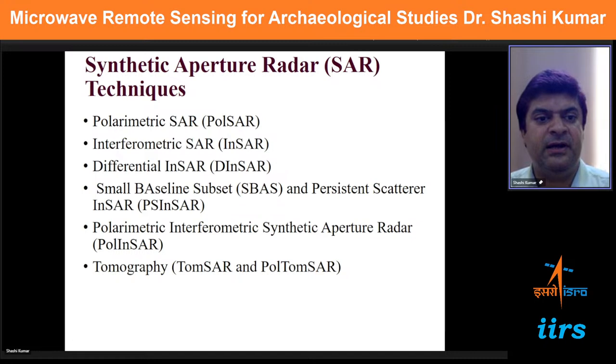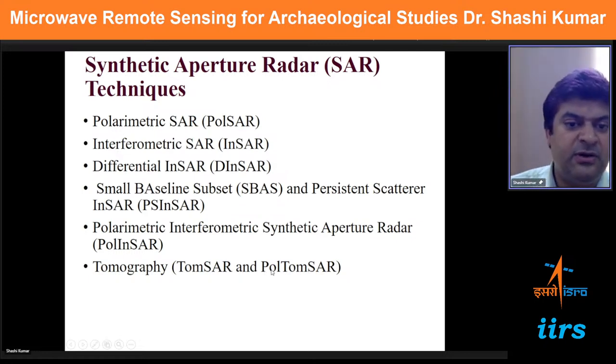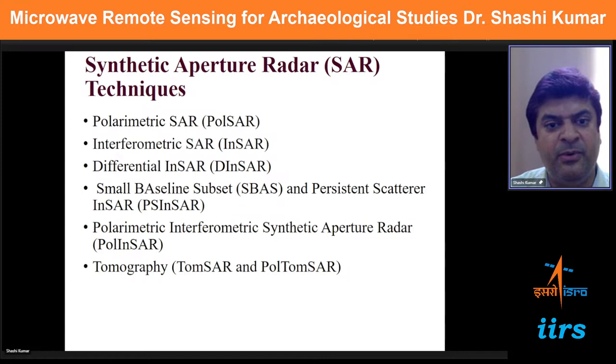Now in synthetic aperture radar remote sensing, there are different techniques which are used. These are polarimetric SAR, interferometric SAR, and differential SAR. The advanced versions of differential SAR are small baseline as well as persistent scatterer SAR interferometry. And by combining polarimetric SAR and interferometric SAR, there is the technique of polarimetric SAR interferometry. There is another technique in SAR, that is SAR tomography, which is used to generate a two-dimensional or three-dimensional representation of the object. With the help of SAR tomography, one will be able to generate the 3D view of the targeted object.